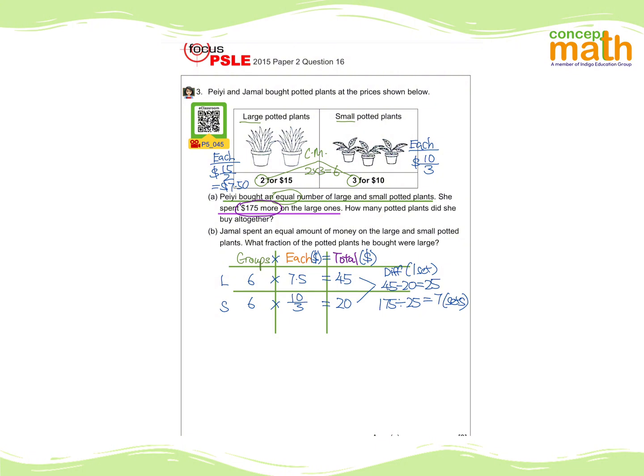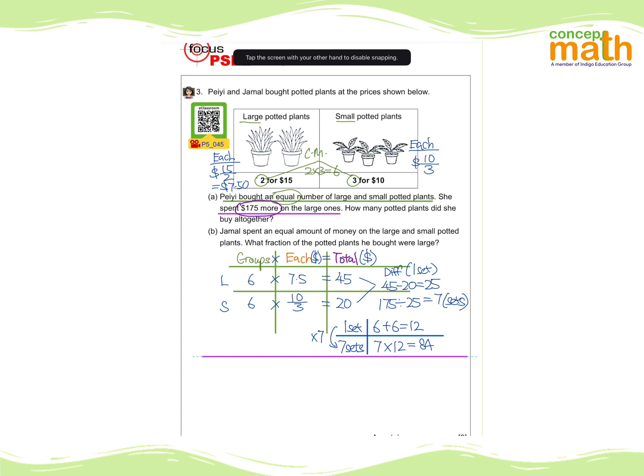So if you understand that in one set, because the question was asking us how many potted plants did she buy altogether, right? So if in one set, you can see that she bought 6 large and 6 small, which is a total of 12 potted plants, right? So if she bought 7 sets, the quantity is multiplied by 7 times. So 7 multiplied by 12 potted plants will give you a total of 84 potted plants. Alright, so that's what we have for part A on what Pei bought for the large and small potted plants.